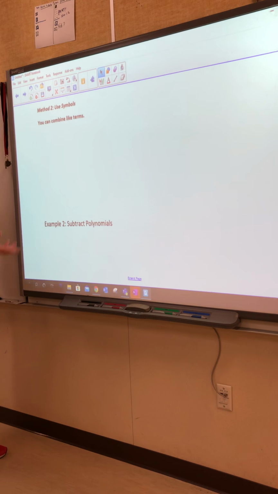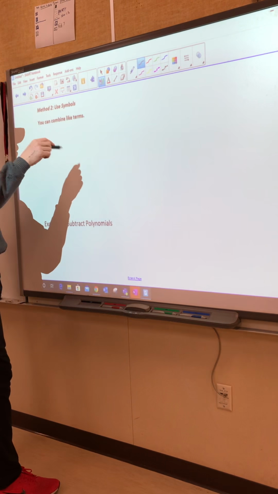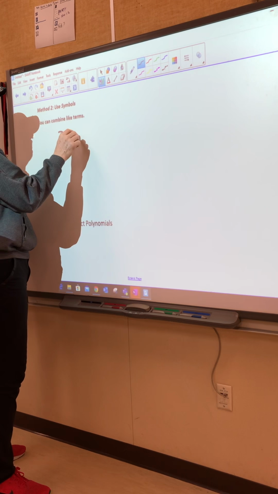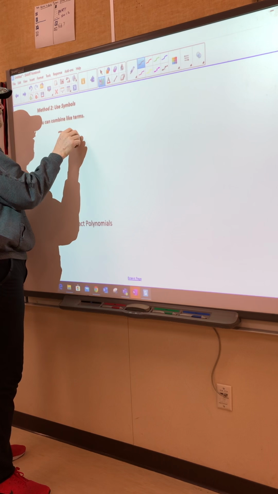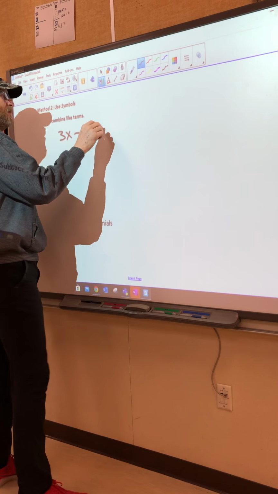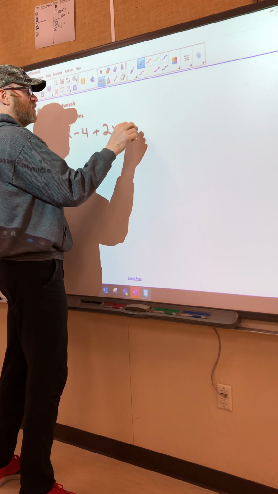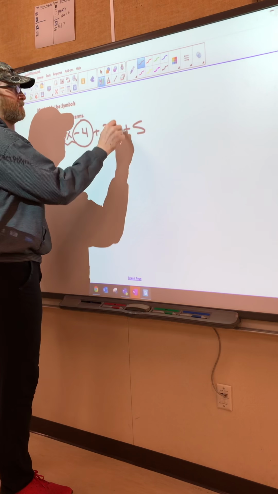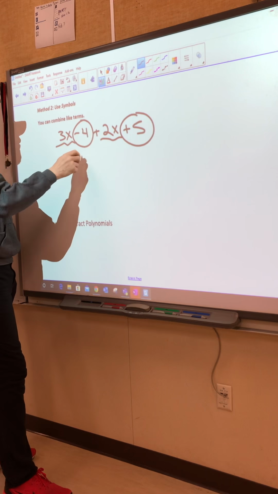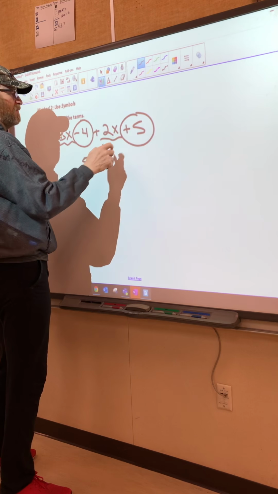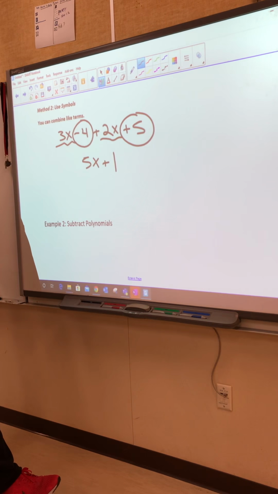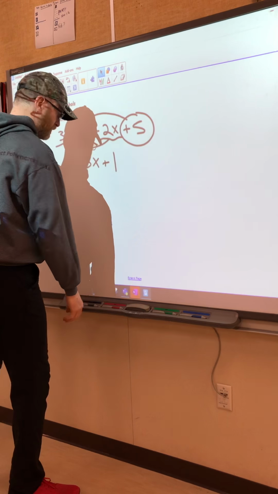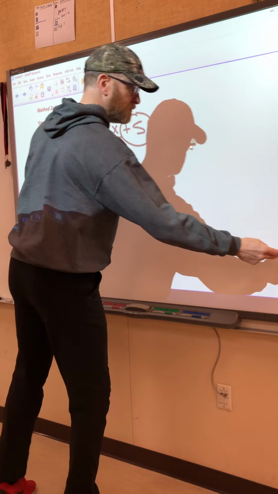Using symbols. So that was algebra tiles. Have a go at using symbols and see if you can represent this using symbols. 3x, what was it? -4 plus 2x plus 5. I think that's what it was. Combine like terms. 3x and 2x, 5x. -4 plus 1. -4 and +5. Okay. Good. And subtracting polynomials.